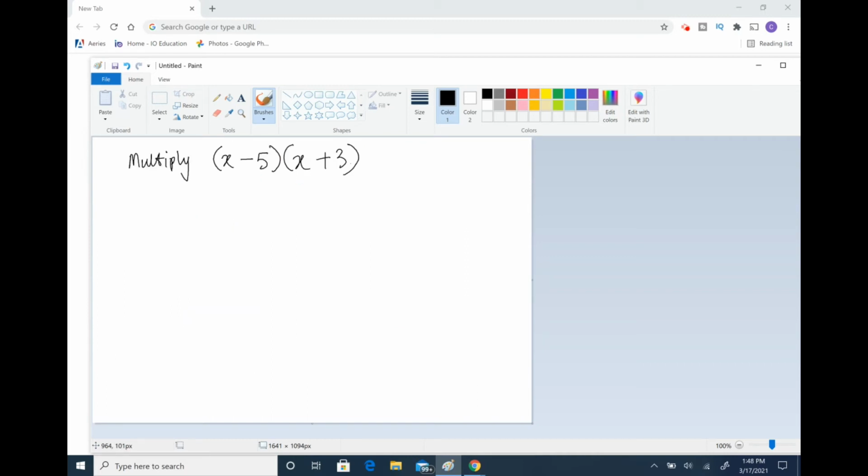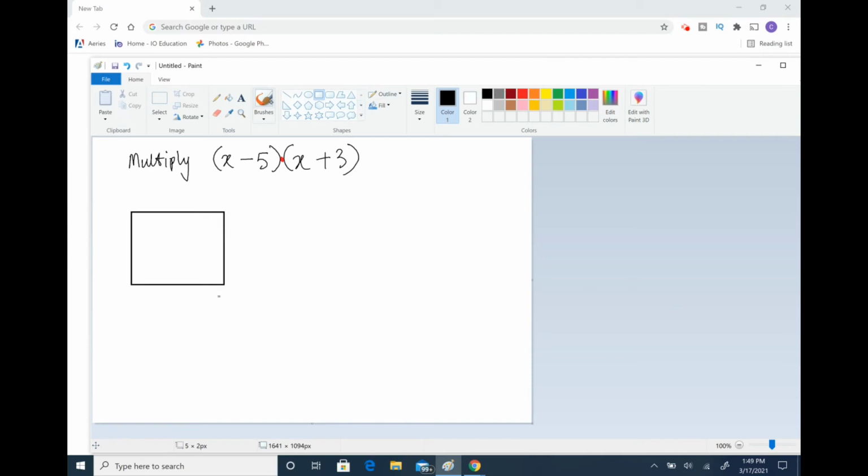Okay, guys, this is the second example. We're going to multiply x minus 5 and x plus 3. Again, there's an invisible multiplication sign between the brackets. Now let me go ahead and draw the box.